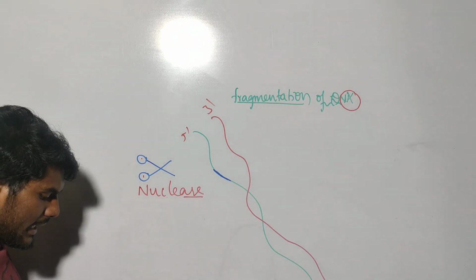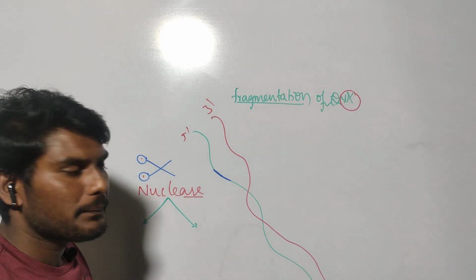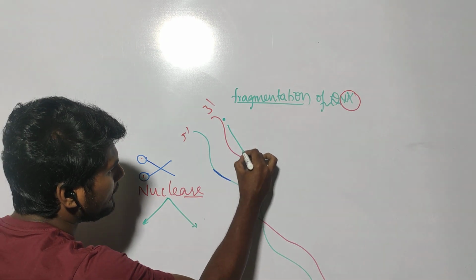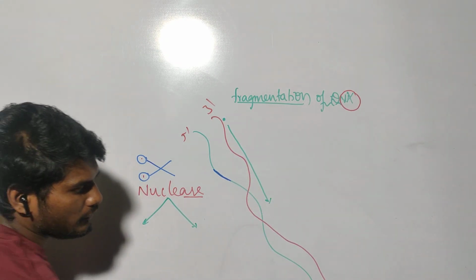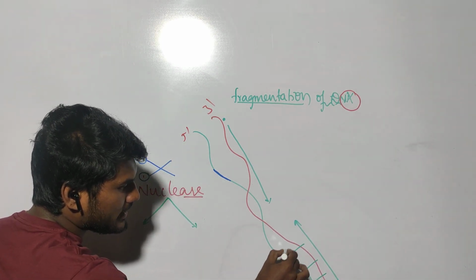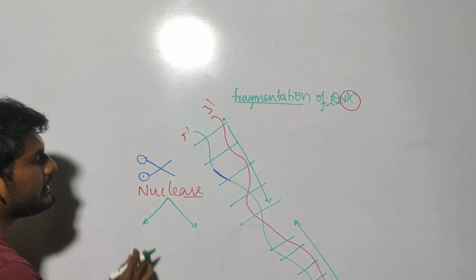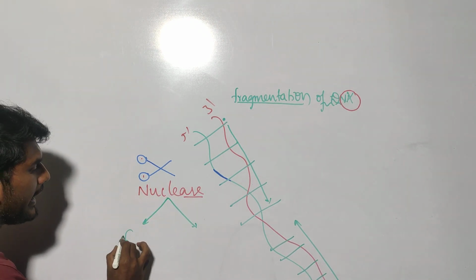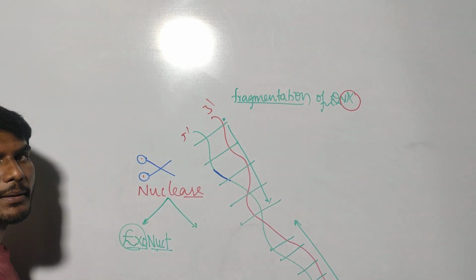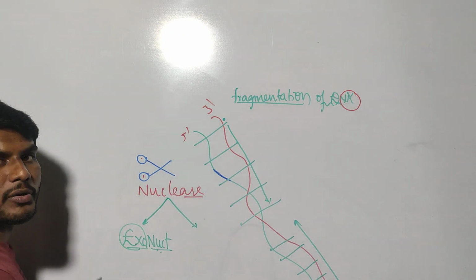The nuclease enzyme is of two types. If it is cutting the DNA from edge to the center, in this direction it is cutting, from corner to center, at that time that nuclease is called exonuclease. Exo means what? Outside. Who is cutting? Enzyme. What is enzyme name? Nuclease. So it is cutting from outside to inside. So it is exonuclease.